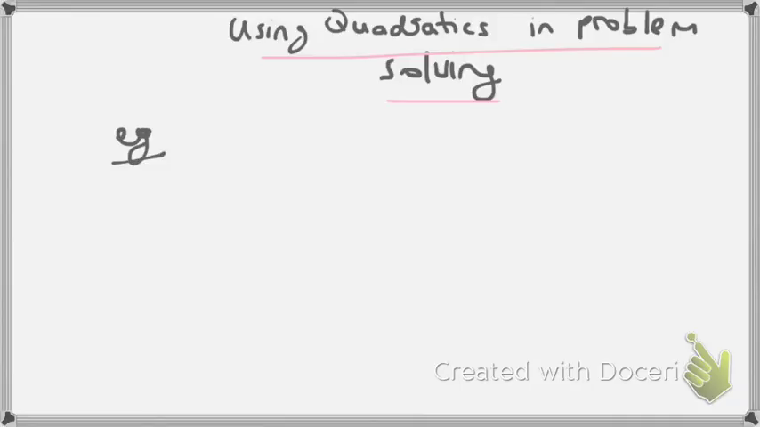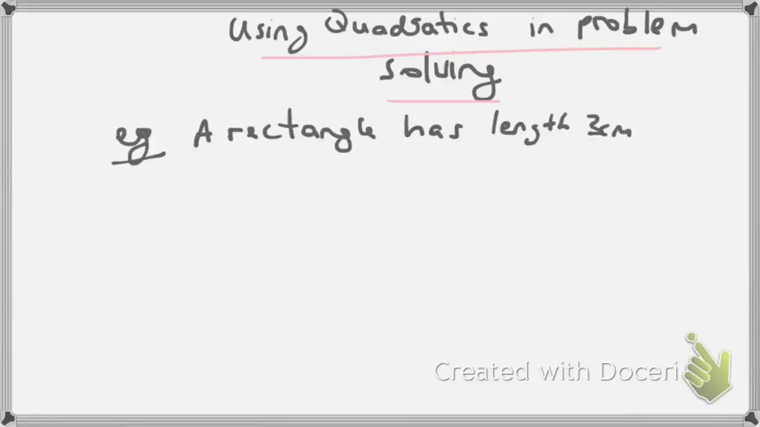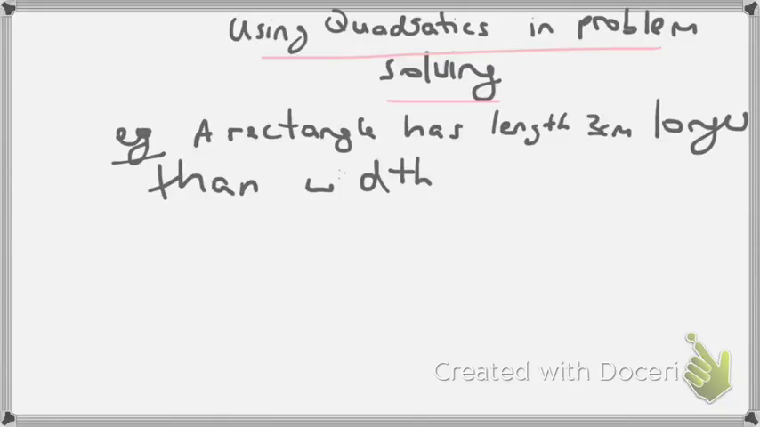So there's a Y underlined there. So a rectangle has length 3 centimeters longer than width, and area 42 centimeters squared. Find the dimensions.